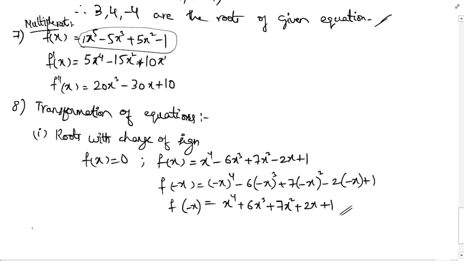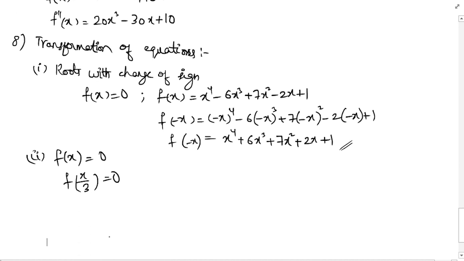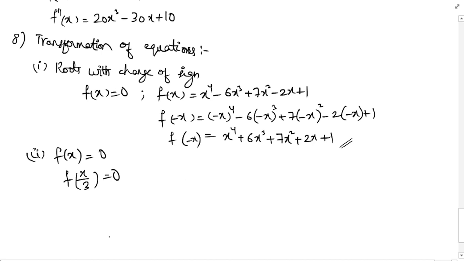Okay, so in that case, f of x is equal to 0, then if it is given that the roots are 3 times the roots of the given equation, then our desired equation will be f of x by 3 is equal to 0. So that means here in the place of x we have to just substitute x by 3. In the similar way how we have substituted minus x, in the same way we have to substitute x by 3 in the place of x in the given equation.